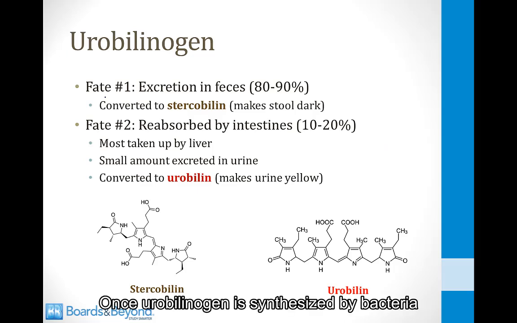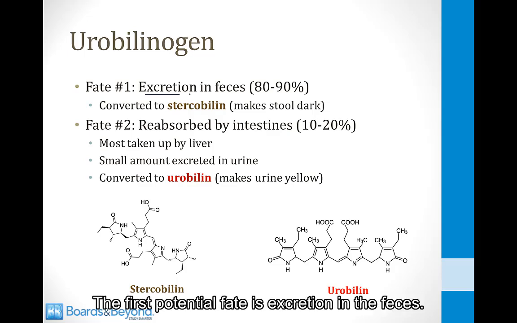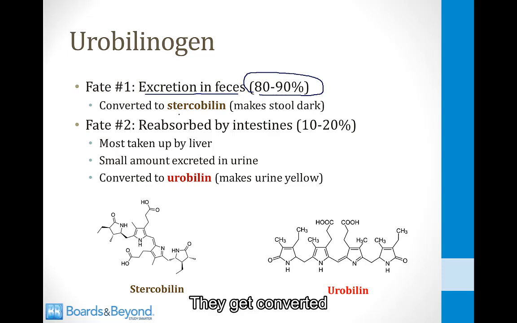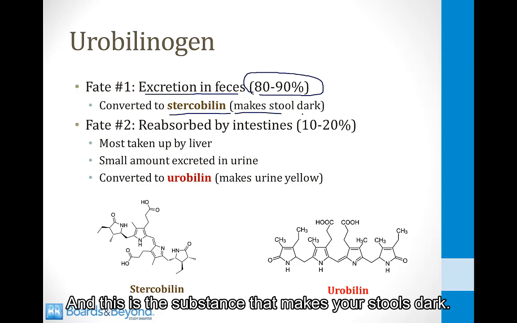Once urobilinogen is synthesized by bacteria in the intestines, there are 2 potential fates for this molecule. The first potential fate is excretion in the feces. This is what happens to most of the urobilinogen molecules in your intestines. They get converted into a related substance called stercobilin, and this is the substance that makes your stools dark.